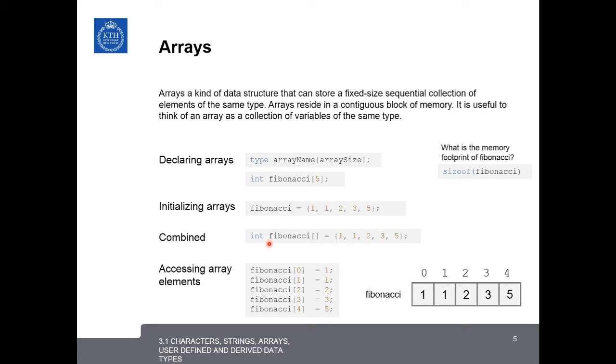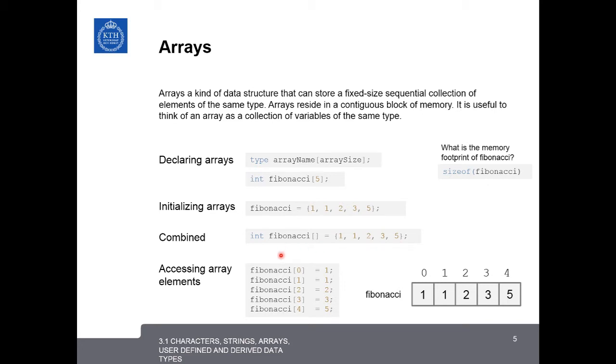You can also combine the declaration and the initialization into a single statement where you could say int fibonacci[], and now you no longer need to specify the length because the compiler can infer it from the literal you give, which is {1, 1, 2, 3, 5}.